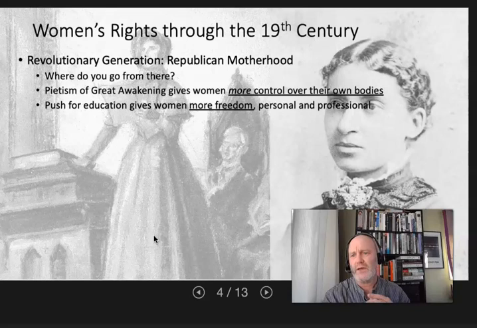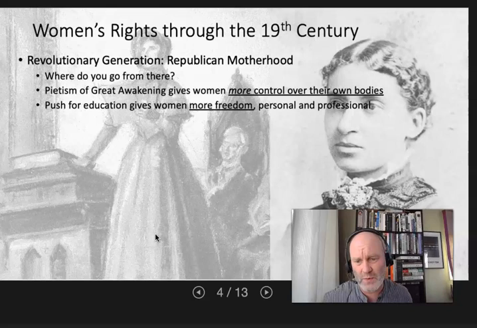Other women are pushing for more education. Obviously, education is going to give you more opportunity. Education is going to help you better select a husband. You don't just get whoever you get. If you're smart enough and you're educated, or if you have other options professionally or personally, you're going to be more selective. So these are all ways in which women get more freedom in the 19th century.